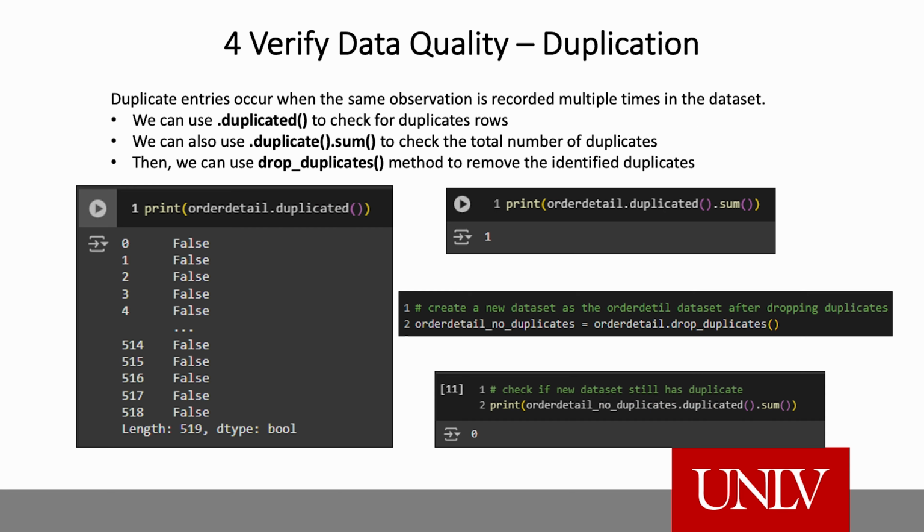Duplicate entries occur when the same observation is recorded more than once in a dataset. These duplicated rows can distort statistical results, especially totals, averages, and counts, because repeated records give certain observations more weight than they should have.